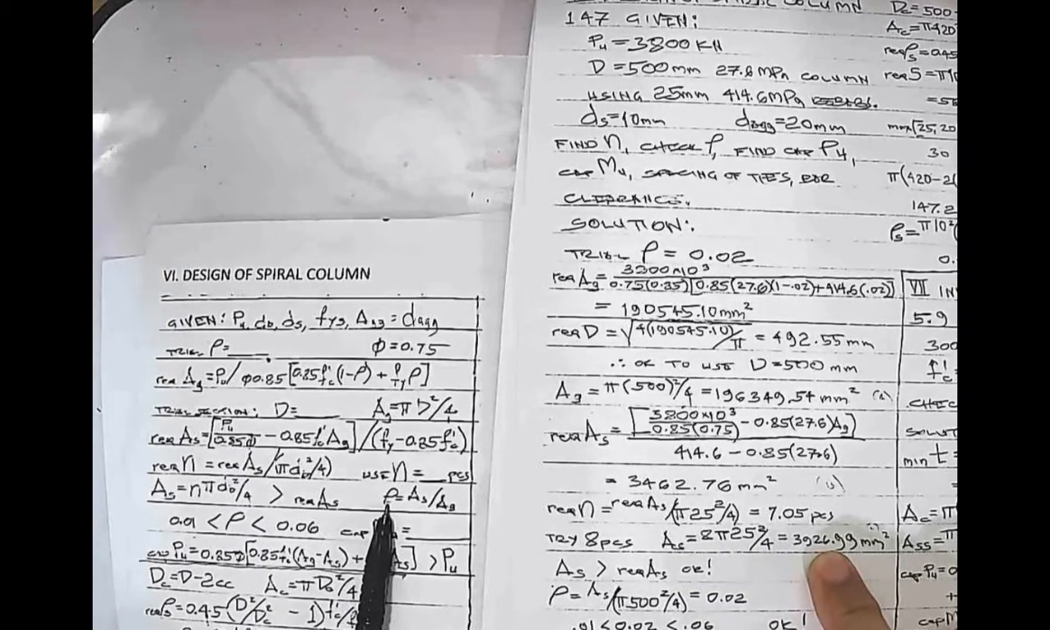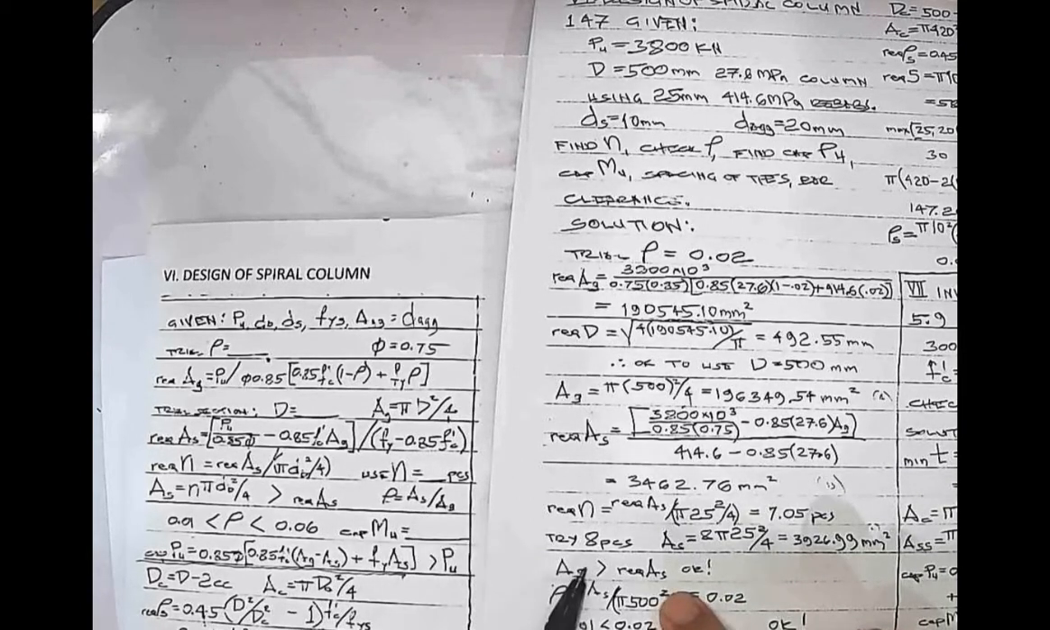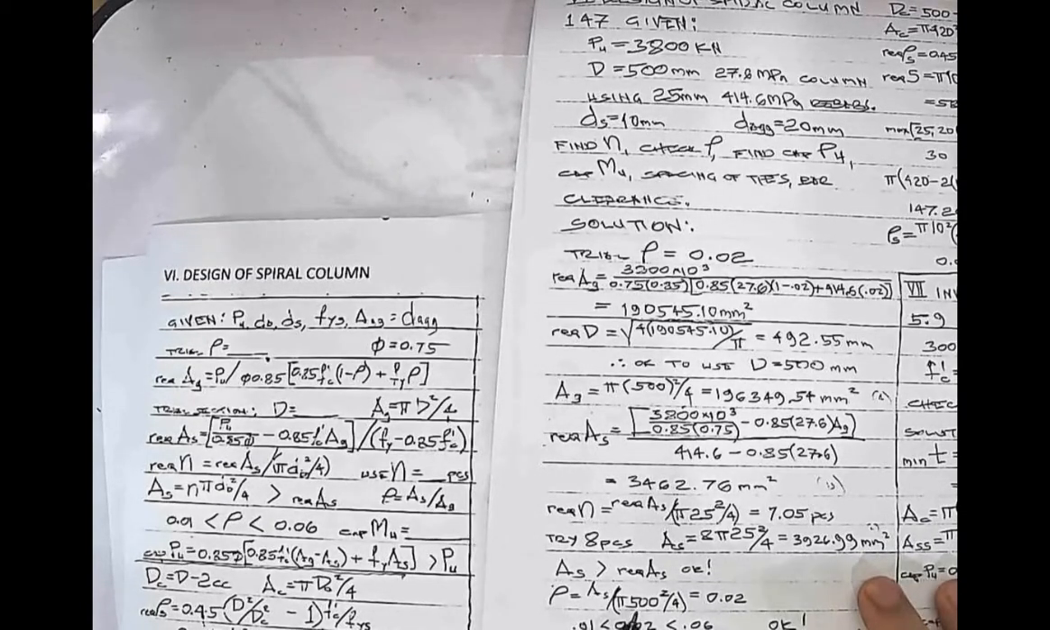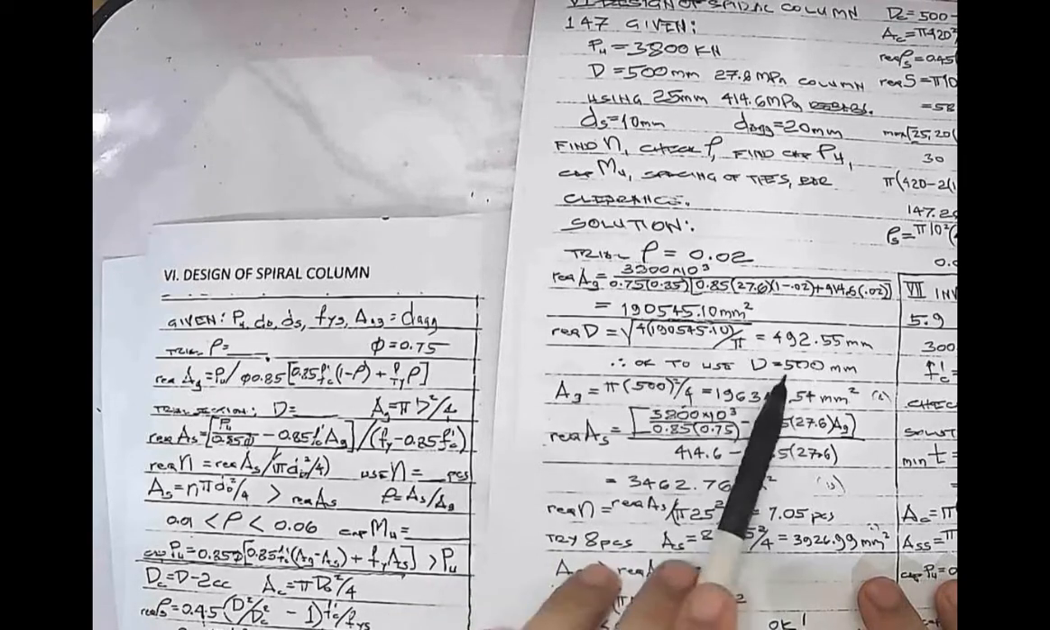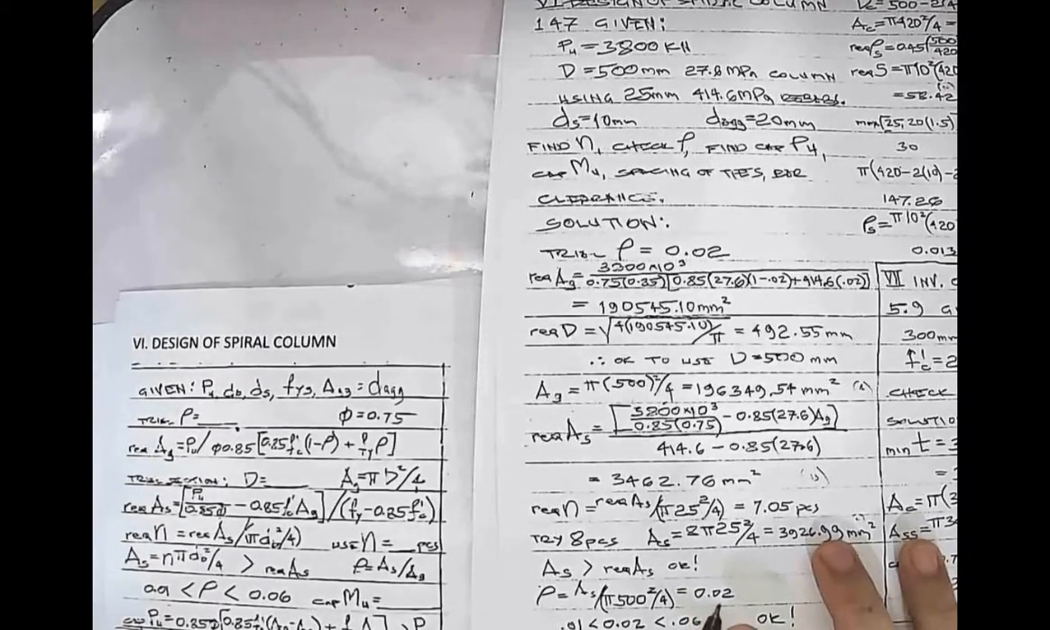Now, let's check your steel ratio. It is equal to AS all over area gross. Your AS is 3926 divided by pi D square. Take note that your D is 500. So your steel ratio, dito na tayo, this is your steel ratio, is 0.02. It is within range, greater than 0.01 and less than 0.06, therefore it is okay.